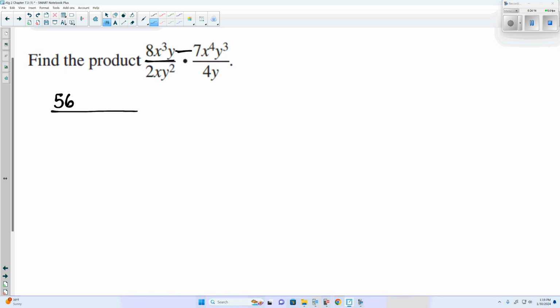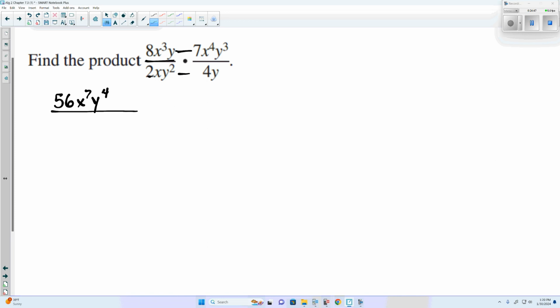The next thing we can multiply are our variables. So x to the third times x to the fourth. Because when we multiply like bases, we add the exponents. So 3 plus 4 is 7, giving us x to the seventh. Now our y times y to the third would be y to the fourth. Because y to the first times y to the third, 1 plus 3 is 4.